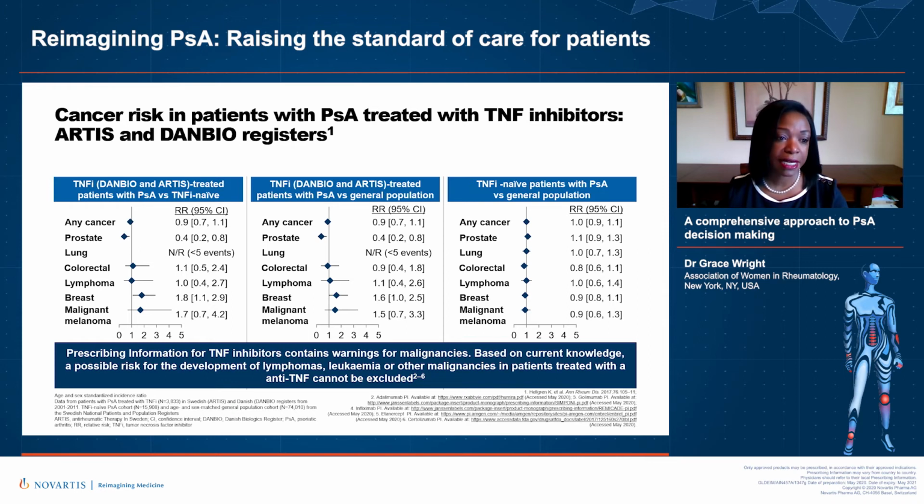Again, when we go to register data, we can look at the Danbio and ARTIS registries to compare those patients treated with TNF inhibitors, comparing them to TNF naive, comparing the TNF treated patients with the general population, and this again is a psoriatic arthritis cohort, or comparing TNF naive patients who have psoriatic arthritis to the general population. And you see here again that these all hover around the one line. And so our risk rates are essentially one. So no increase was noted that was significantly different across any of these malignancies.